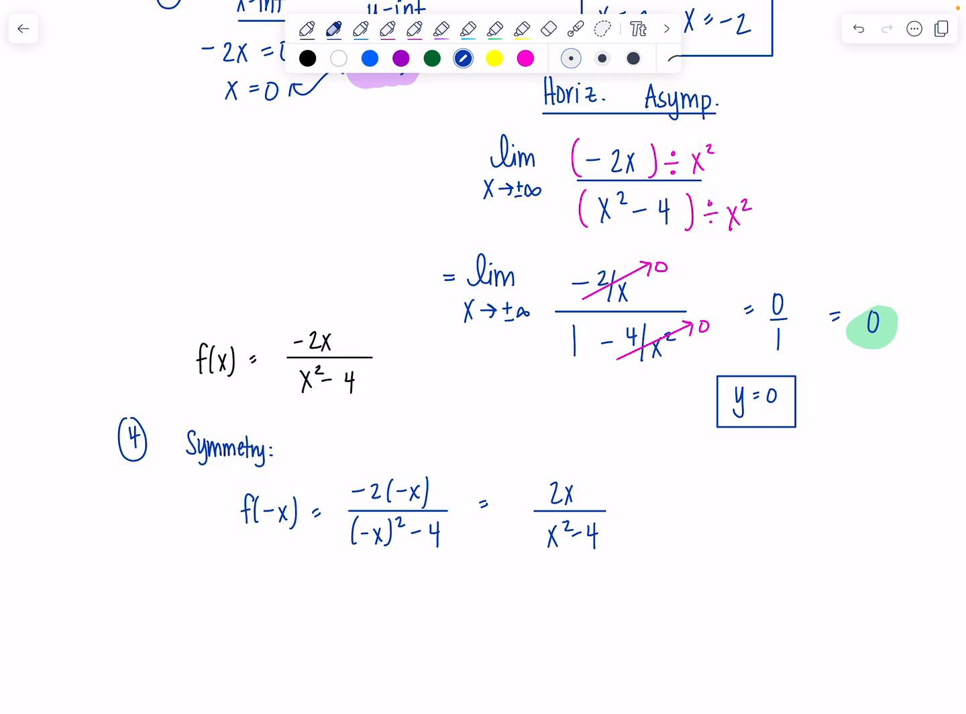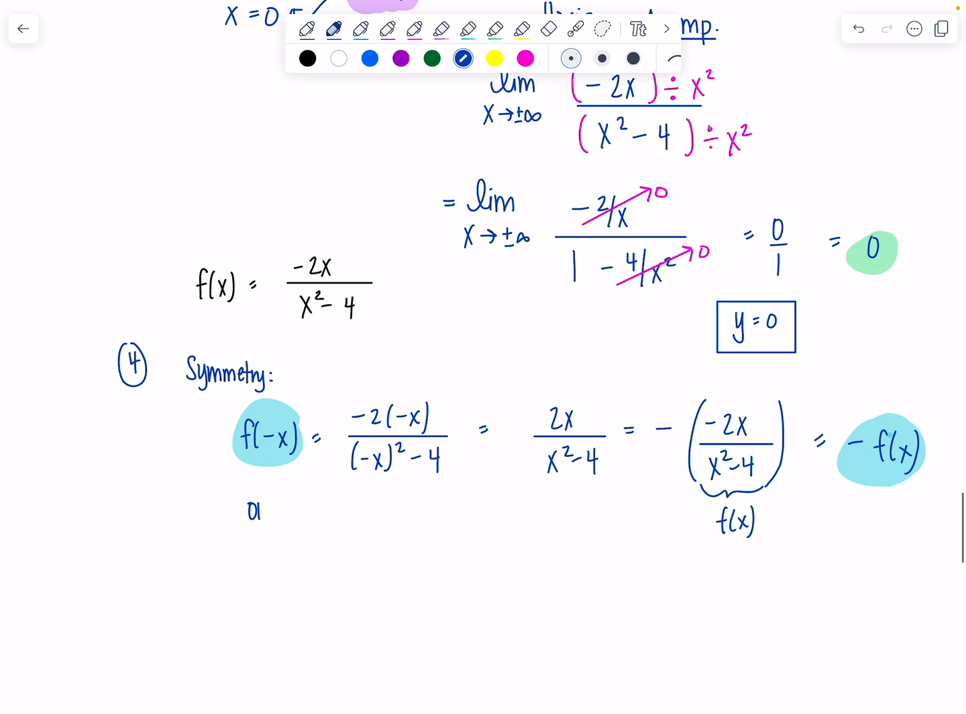If that's hard for you to see, just think of it this way. This is negative 2x over x squared minus 4. And this right here is f of x. So this is negative f of x. So we just showed f of negative x equals negative f of x, which is the definition for a function being odd. And if it's odd, then it has origin symmetry. Okay, that was thrilling. And that's all for the background. Now we get into the calculus.